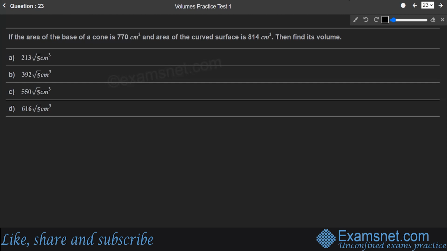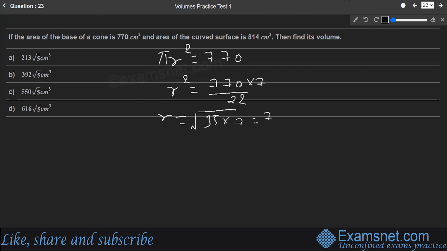So first of all, the cone has got a base of a circle. He says the base area is 770 centimeter square. That means the circle area is 770 centimeter square. So by this we can calculate the value of r. R square is equal to 770 into 7 by 22. So the r value will be nothing but under root 35 into 7, that is 7 root 5 centimeters. So this is what the radius value has come out to be.